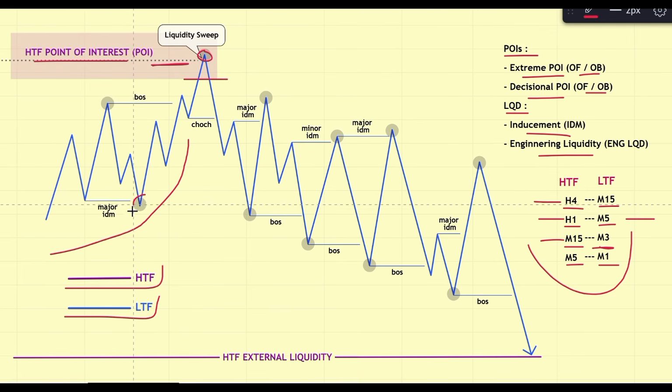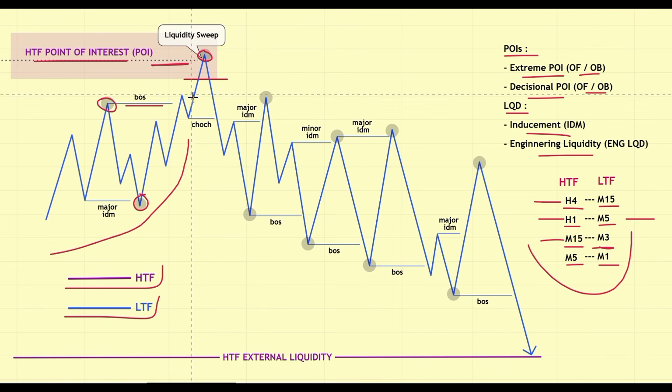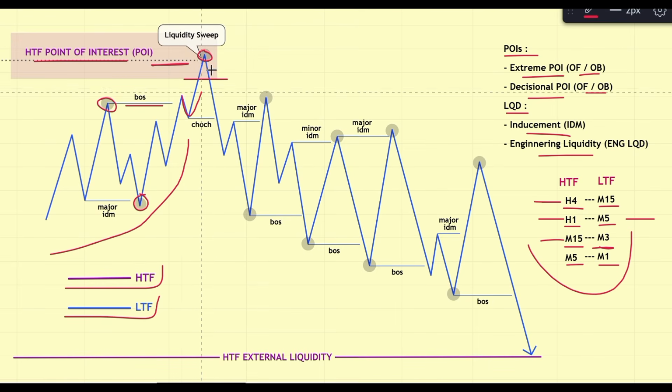So upon price sweeping the major inducement, it confirmed this one here as a swing point, and you can clearly see price reversed after that and broke past the swing point, confirming a break of structure into our lower time frame. Then after the break of structure, price created another valid pullback right there. You can clearly see upon mitigation, this one here is the recently formed valid pullback on our lower time frame.